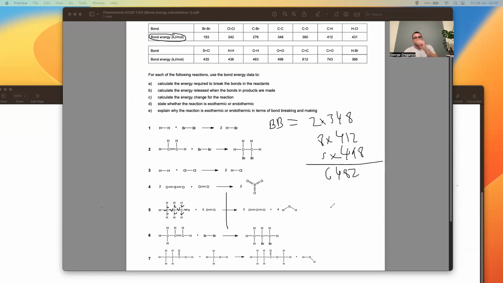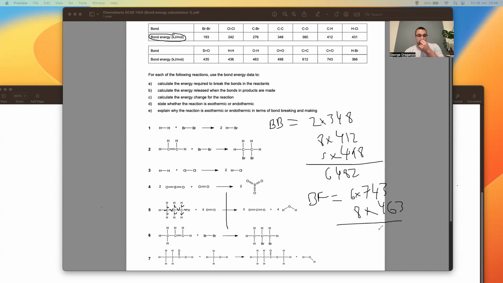Then on the other side of the page, I'm going to do the bonds formed. Now, CO2 and water are easy to make a mistake on if you don't take the number in front into account. There's a 3 here, so you may be tempted to do 3 times 743. Now, that would be wrong because every one CO2 has 2 bonds. So it's actually 6 times 743. And similarly, this is going to have 2 bonds for every 1 water. So if you have 4 of them, it will be 8 times 463.